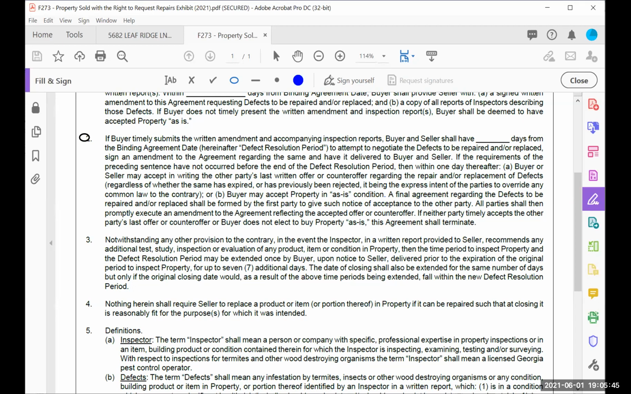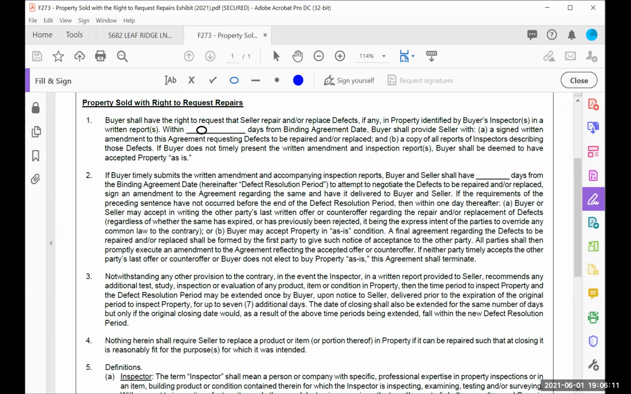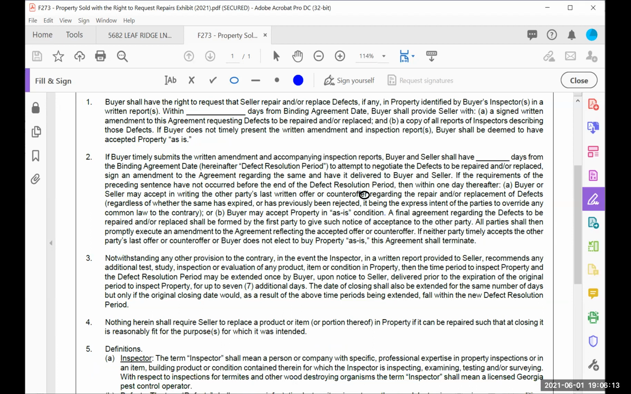So you go back in that 8-day period. If you guys can't reach a conclusion and make an amendment and agree to repairs, as long as it's done before the end of the 8 days, your buyer can terminate and get their money back. And that's 8 days from the beginning of Binding agreement date. And that 8 days is a negotiable term. So it's whatever you do here. I'd be a minimum of 5, minimum of 8.